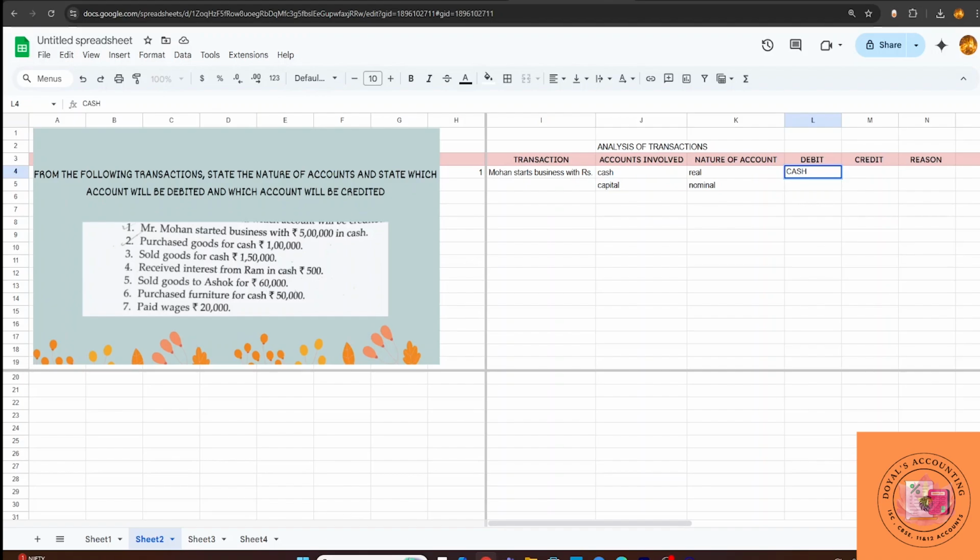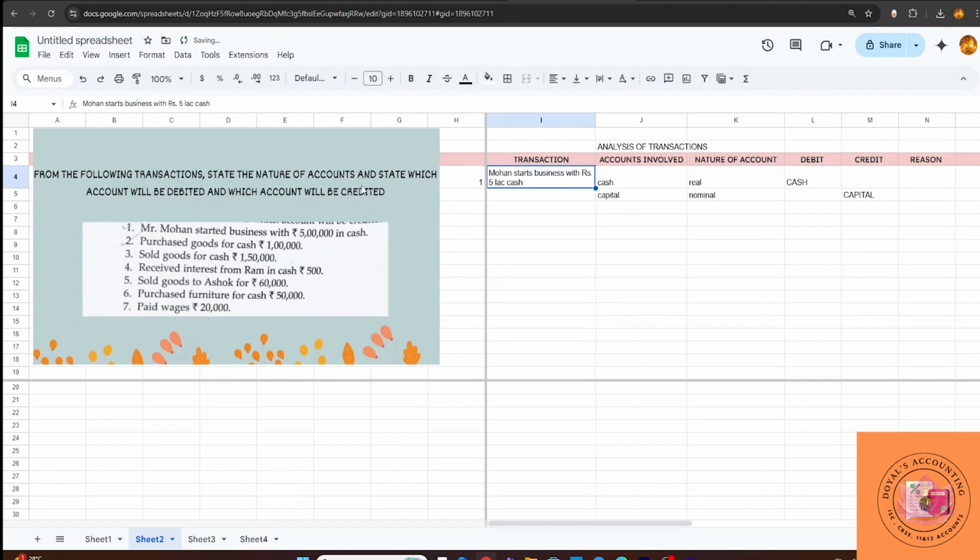What is the rule of a real account? Debit what comes in and credit what goes out. Cash is coming in, so we will debit cash. And for the personal account, capital is being received by the company and that is why it is being credited. So what would be the reason here? Cash is incoming, and here capital is being given.